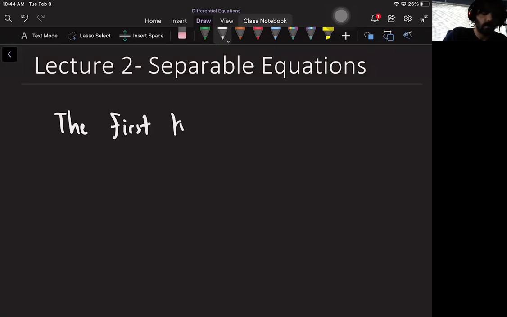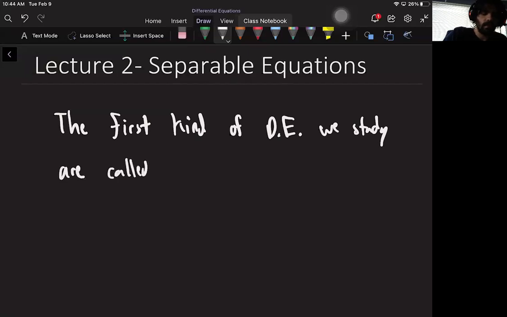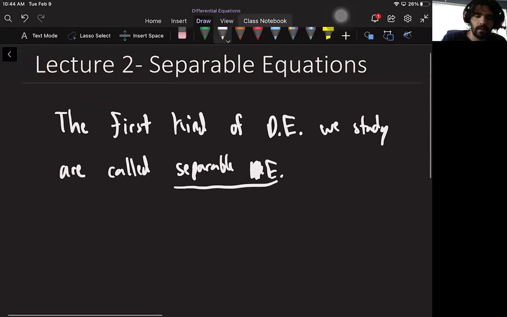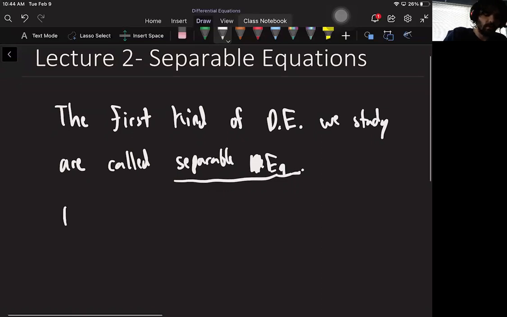Okay, so the first kind of differential equation that we study are also the easiest, and they're called separable differential equations, or just separable equations. And these are the ones that you wish are on every exam, but they're rarely going to be on exams. Okay, so what are they?